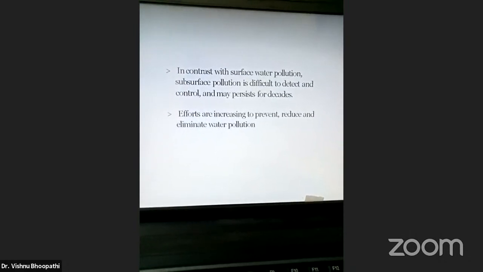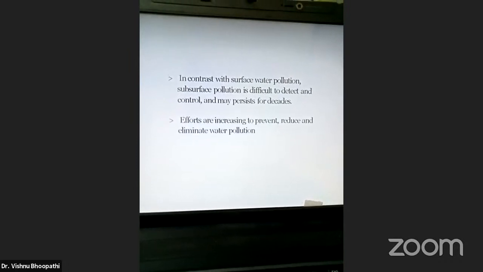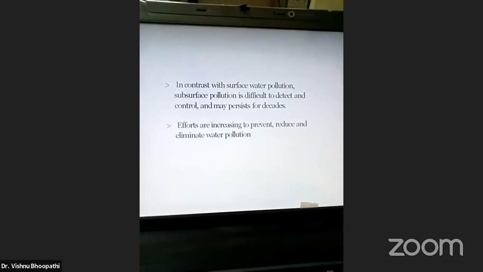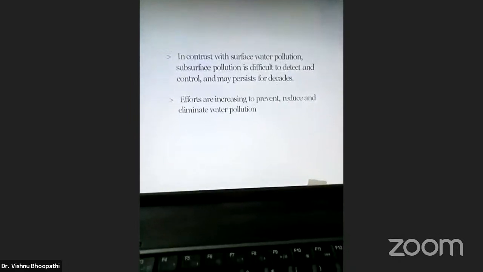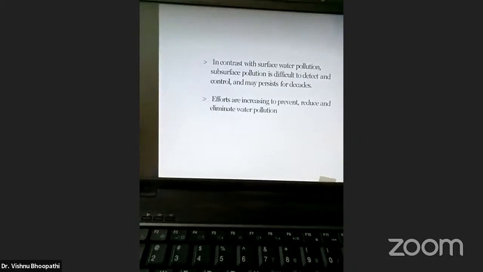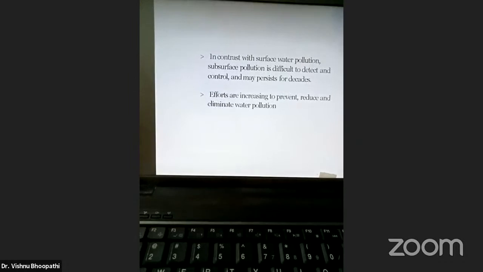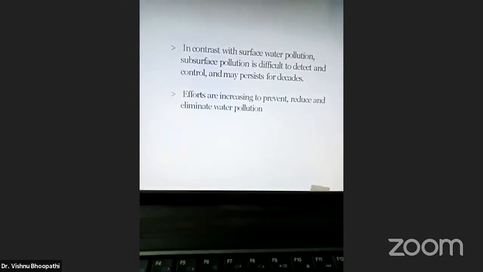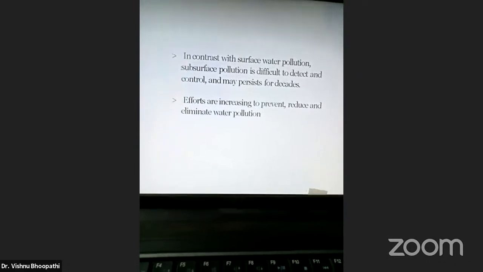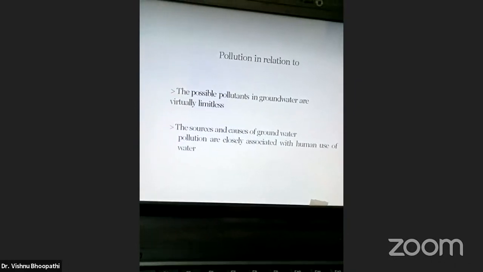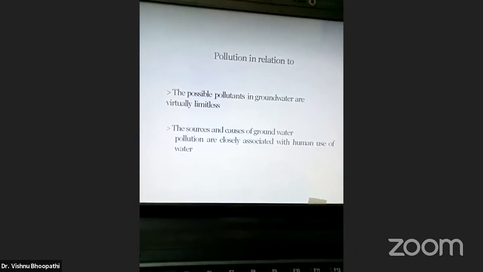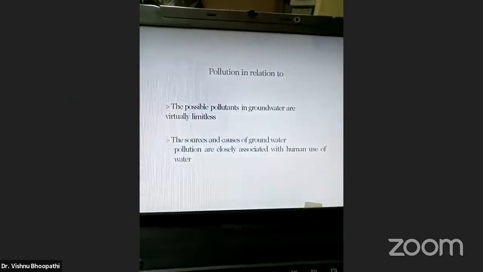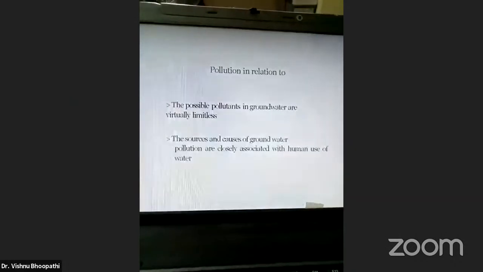In contrast with surface water pollution, subsurface pollution is difficult to detect and control, and may persist for decades. Some efforts are increasing to prevent and reduce water pollution. Definitely, we need efforts on how we can reduce and eliminate water pollution. Pollution is related to the maximum possibility of pollutants occurring in the groundwater, and the sources and causes of groundwater pollution are closely associated with the human use of water.